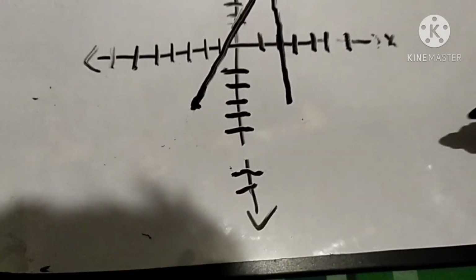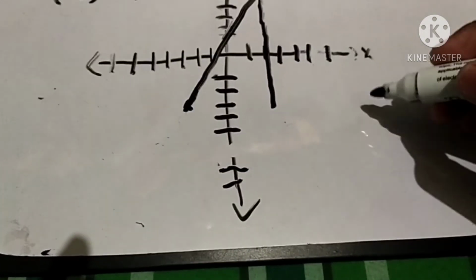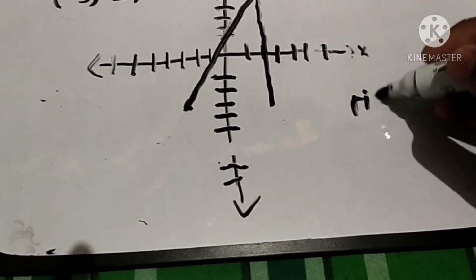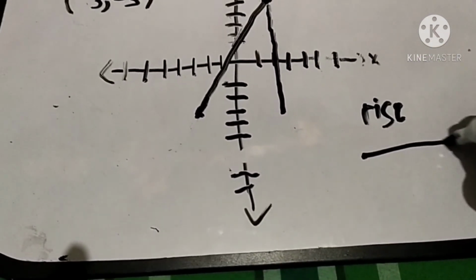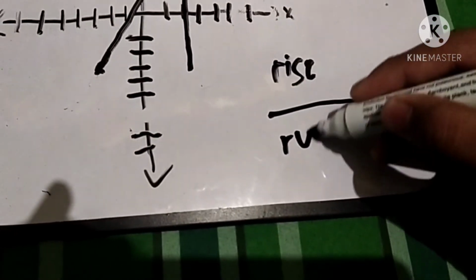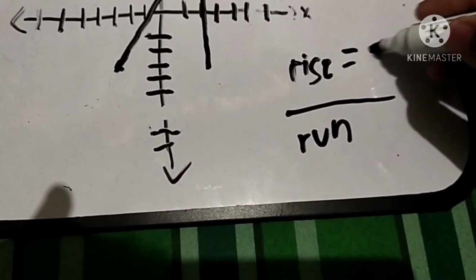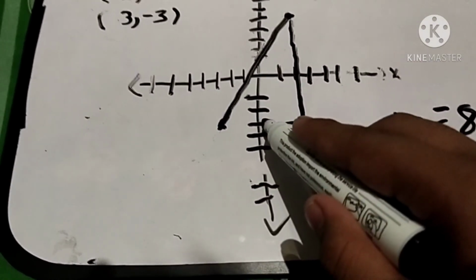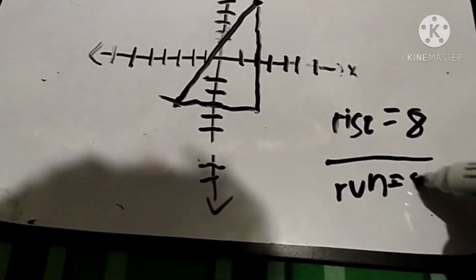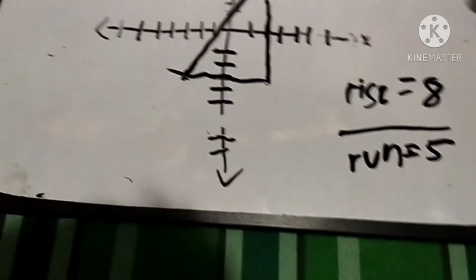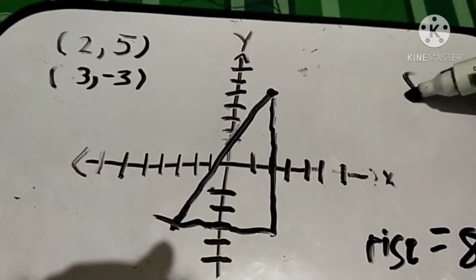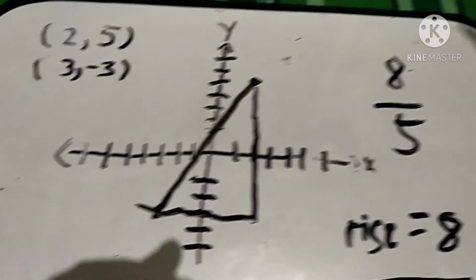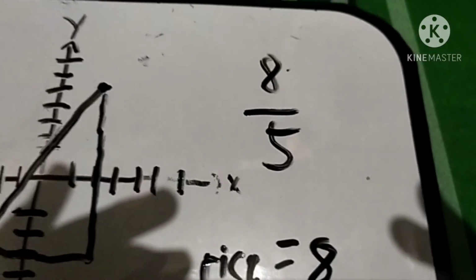As I said earlier, it's rise over run. So the rise of it is 8, while the run of it is 1, 2, 3, 4, 5. So the run is equal to 5. So 8 is the rise and 5 is the run. So the slope we have is 8 over 5.